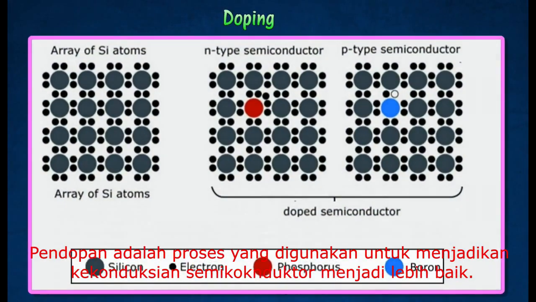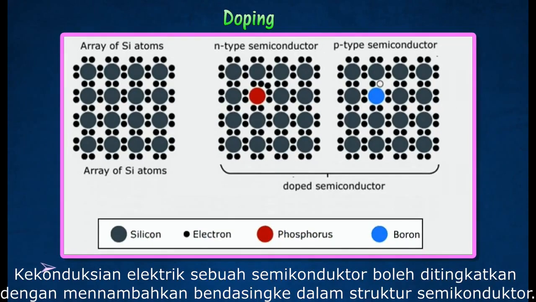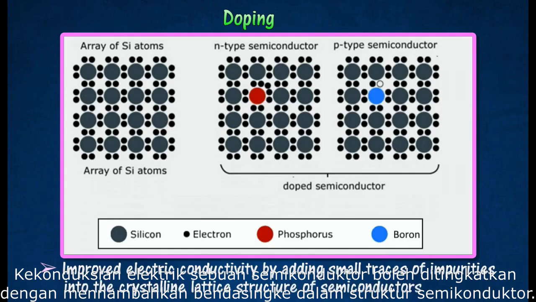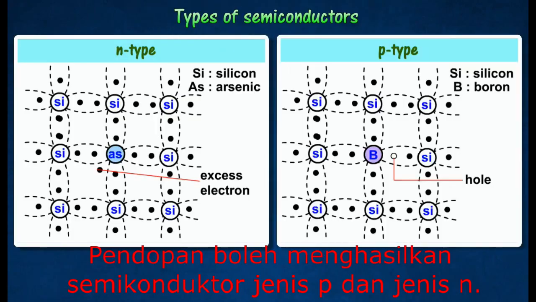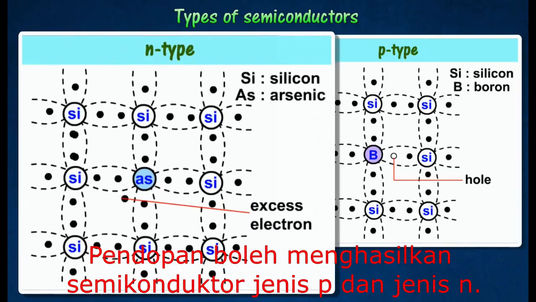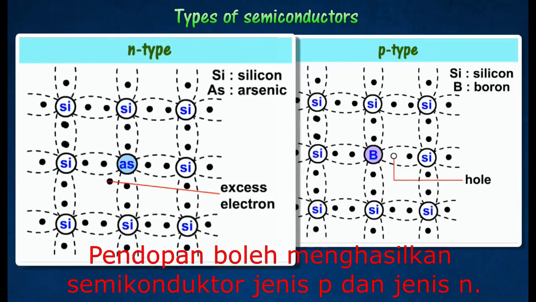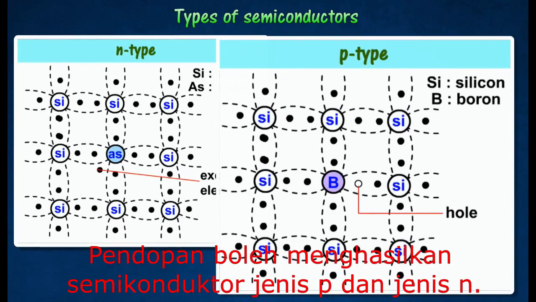In semiconductor production, doping intentionally introduces impurities into an extremely pure semiconductor, for the purpose of modulating its electrical properties. The electrical conductivity of a semiconductor can be improved by adding small traces of impurities. There are two types of extrinsic semiconductors, produced by doping, that is N-type semiconductor and P-type semiconductor.